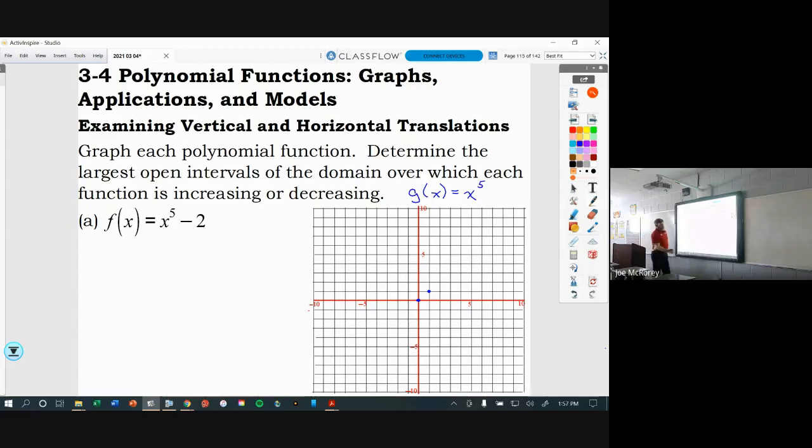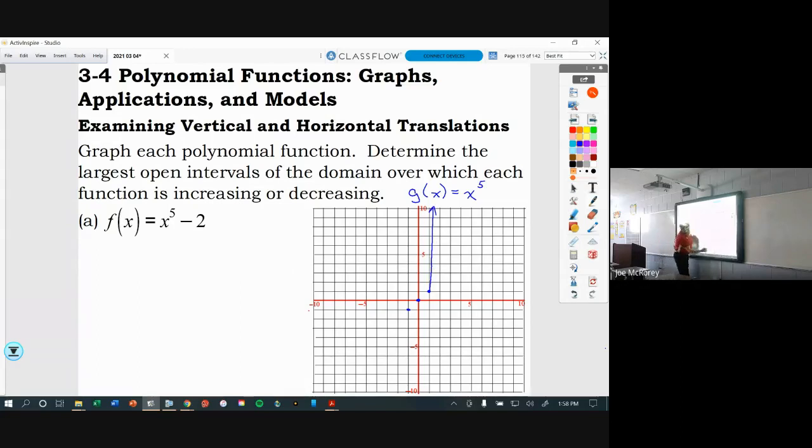Negative 1 to the fifth power is negative 1. Negative 2 to the fifth power is negative 32. Do you see how steep this is? To get from this point to 2, to go 1 unit to the right, I'm going to go up 31 squares to get to 32. Okay? So it is super, super, super steep here.